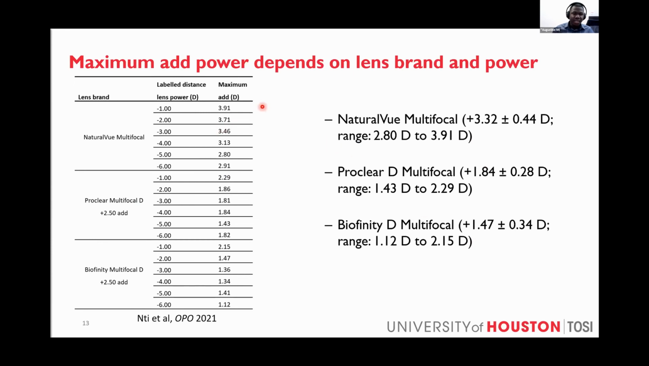And again, over here in this table, we see that for the lenses, as you increase the minus lens power, so as you go from -1 to a -6, there's a reduction in the maximum add power. And this is consistent across all the three lenses that we looked at. And you have a difference of about 1 diopter between a -1 lens and a -6 lens for the same lens brand. And again, this might affect the ability of the higher minus powered lenses to reduce myopia progression.